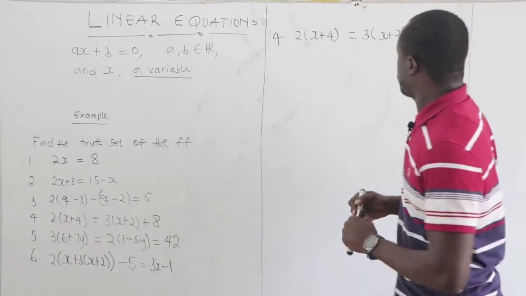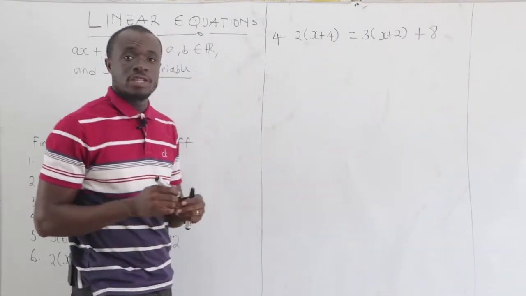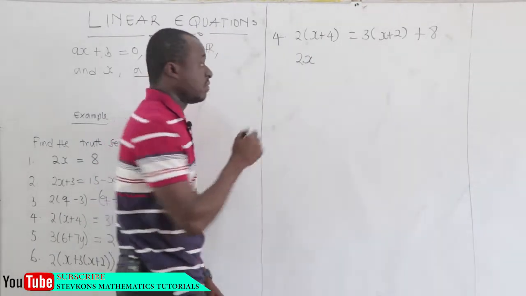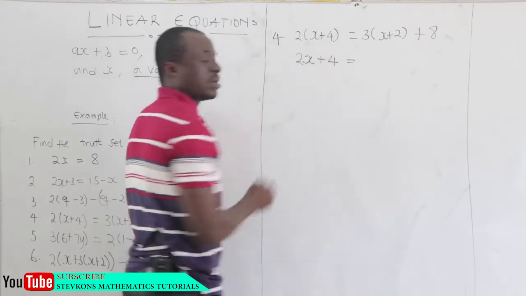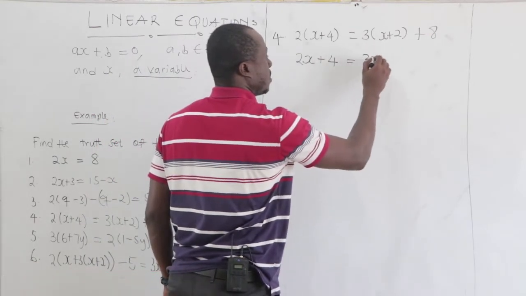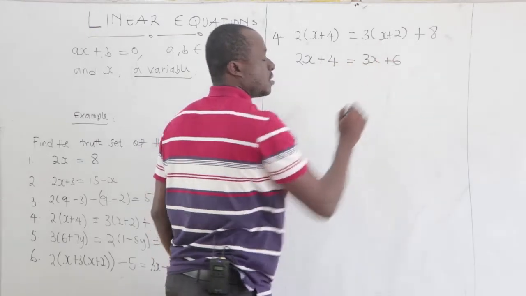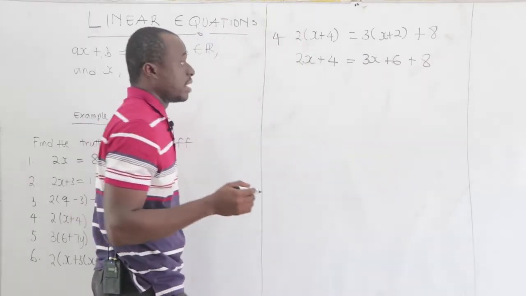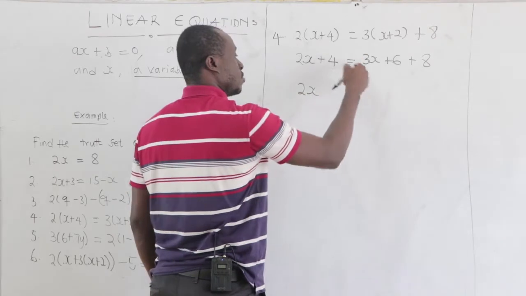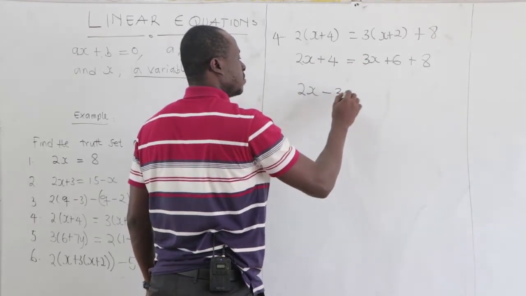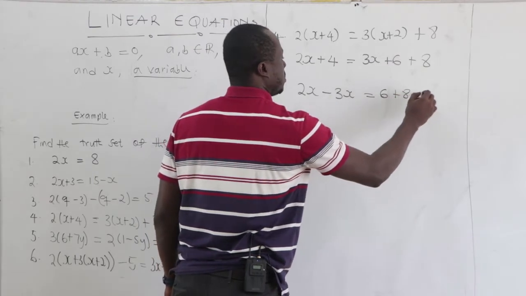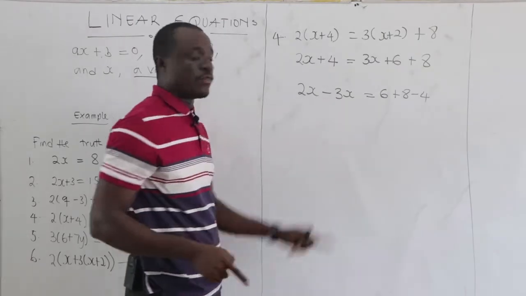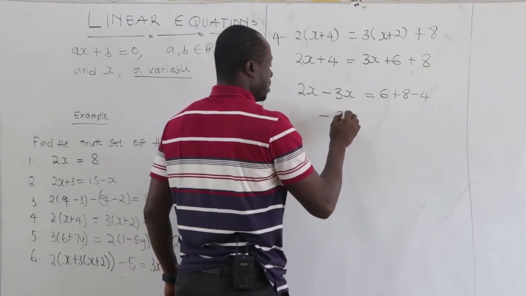Now let's consider the fourth question. So here, first we have to apply the distributive property. 2 times x, this is just 2x. 2 times 2, this is giving us 4, so plus 4 equal to. 3 times x, this is just 3x. 3 times 2 is 6, we are applying the distributive property, plus 8. From here, what do we do? We group like terms. So you have 2x, this is positive, crossing becoming negative. And then you have 6 plus 8 minus 4. This one is here, crossing becoming negative. Now we are taking a bigger value from a smaller value. So here, this is just giving us negative x.